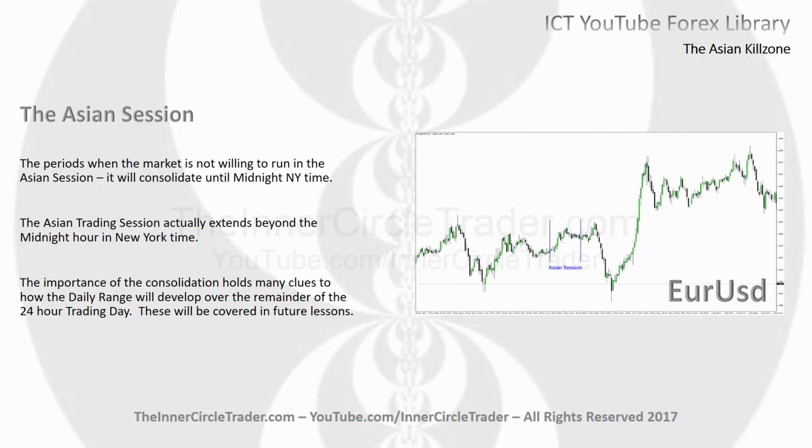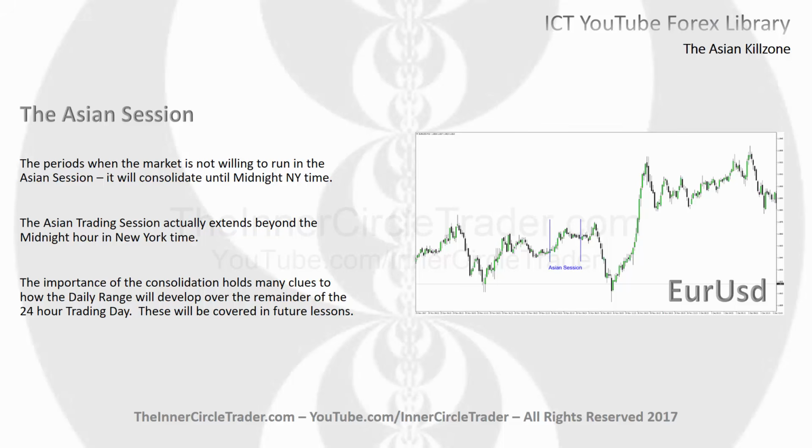Now we're going to talk about the Asian session. Now, the periods when the market is not willing to run in the Asian session. In other words, there's not going to be an optimal trade entry pattern. It will consolidate until midnight New York time. Now, the Asian trading session actually extends beyond the midnight hour of New York time, but I focus specifically in the realm of the Asian Open to midnight. So there's a range of several hours, okay, that I deem as the Asian session for my trading, even though it does trade past midnight New York time.